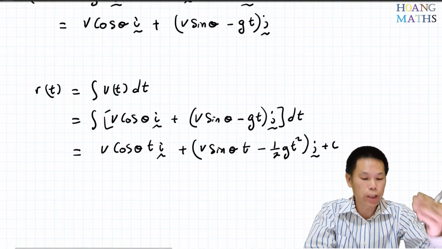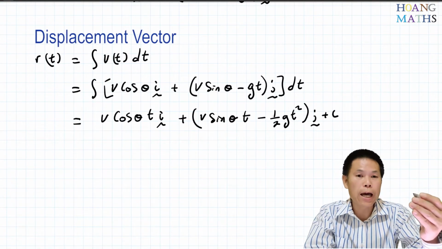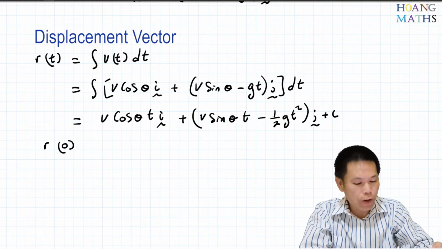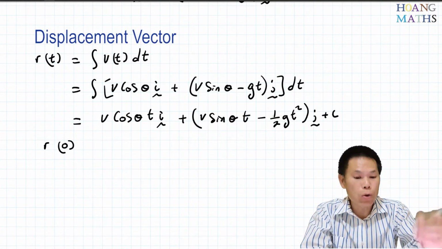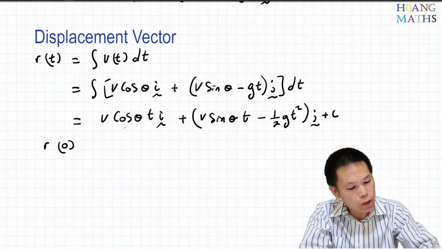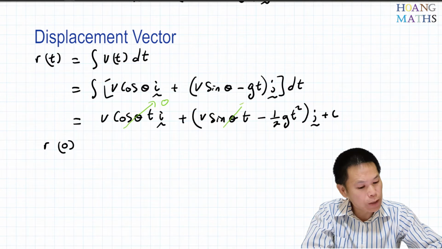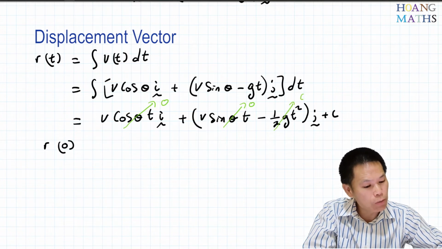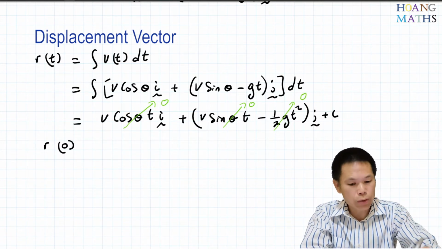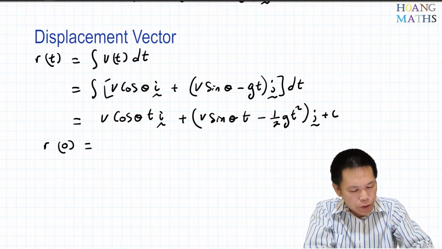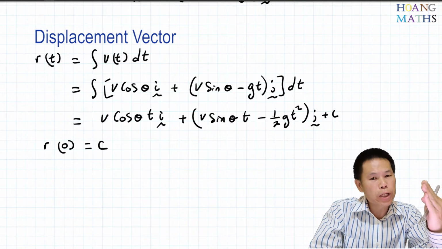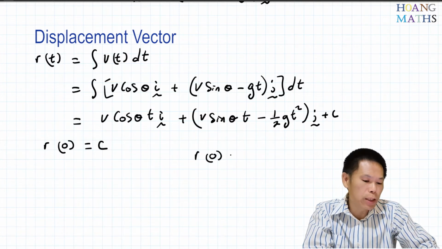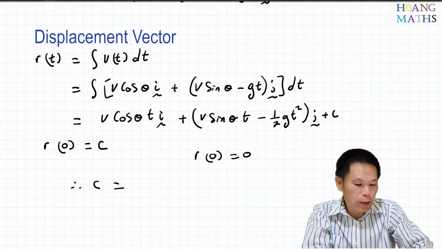C is a constant. So now we need to find the constant. In other words, we need to find C, which is r(0) when t equals 0. So to find that, when t equals 0, this part is equal to 0, and this part equals 0 because 0 times anything gives me 0. So therefore, r(0) is equal to C. Because the ball is projected from the ground, r(0) is equal to 0. So therefore, C is equal to 0.